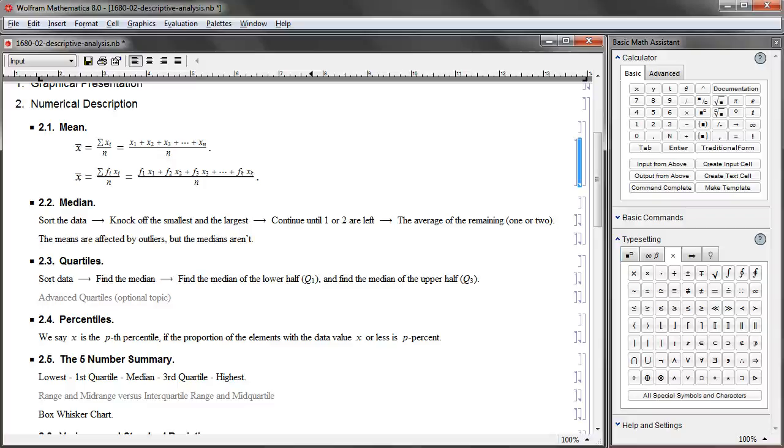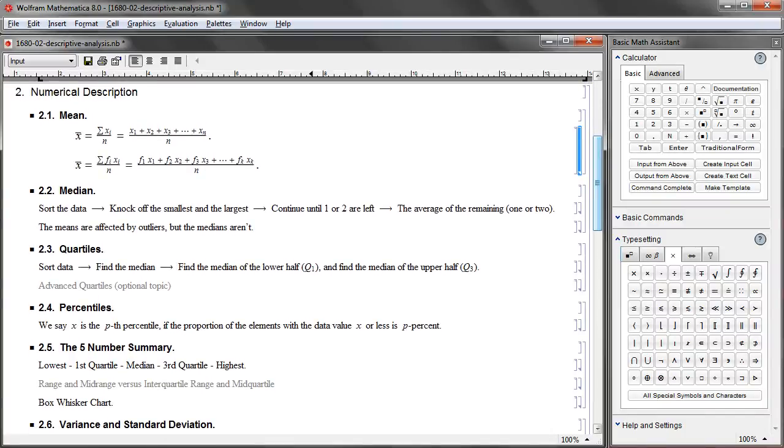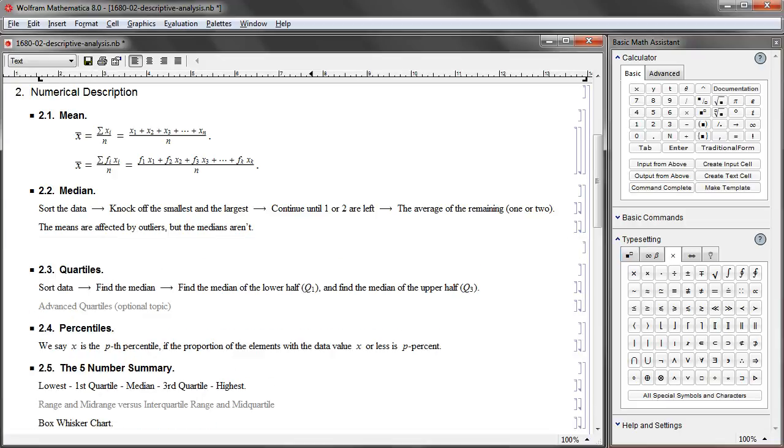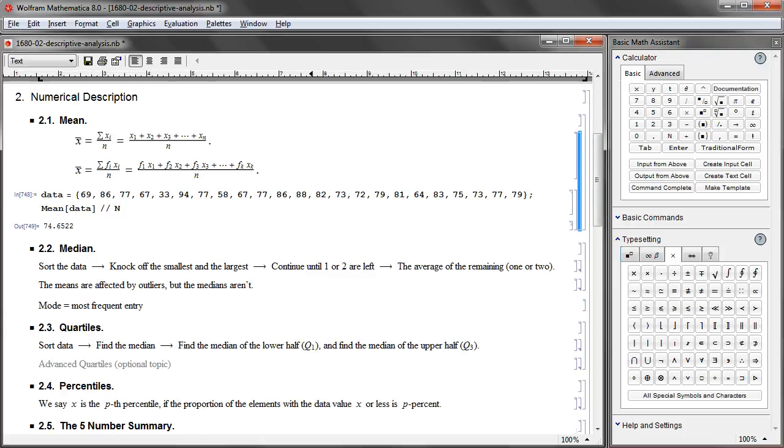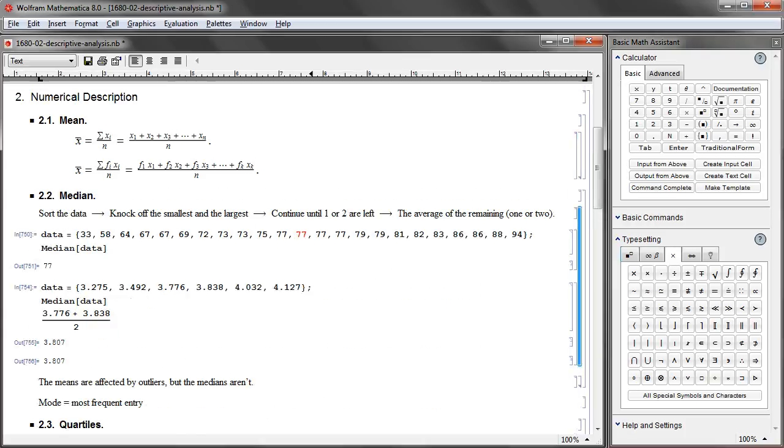Okay, so much for central tendency. There is also the mode. What is a mode? The mode is the most frequent entry. Let's open this one up. In this particular case, 77 appears 4 times. That's the most frequent. So 77 is the mode.